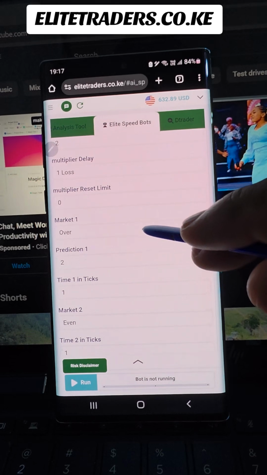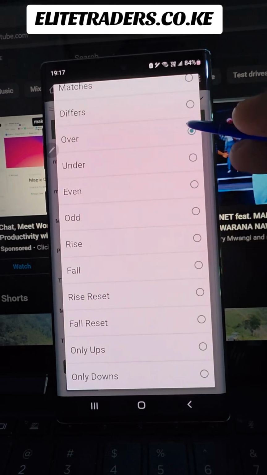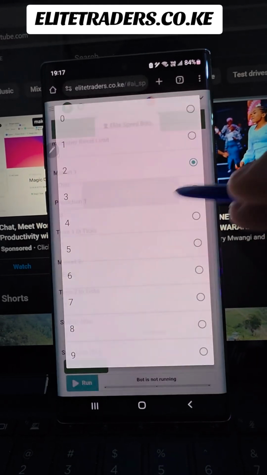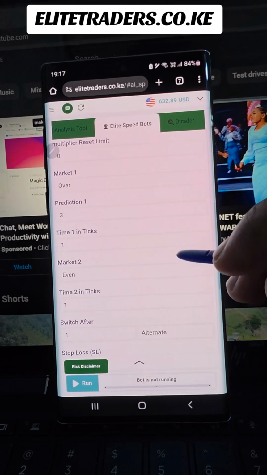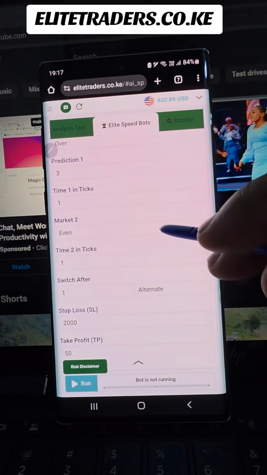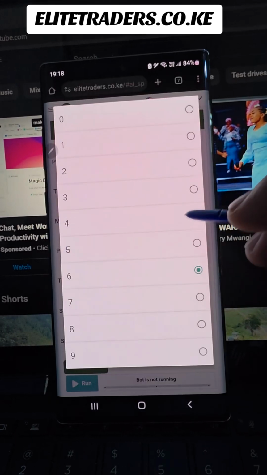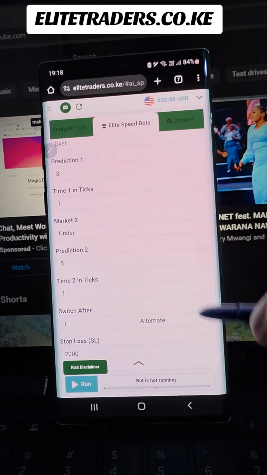Market 1 will be trading over, so just click there and go to over. Then the prediction digit is 3, so we'll be trading over 3. That is market 1. The moment we hit a loss, the robot will switch to market 2, where we'll be making a recovery on under 5, like that.